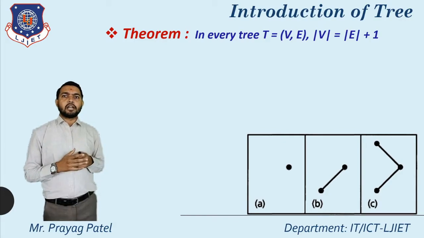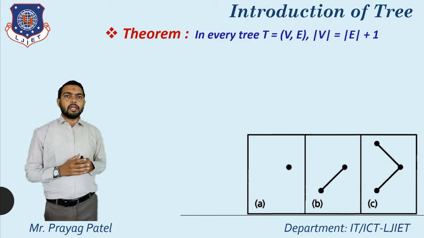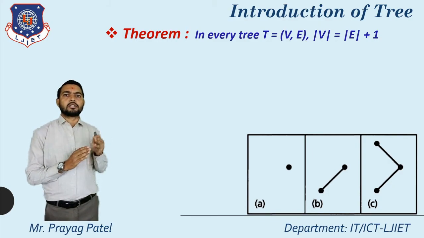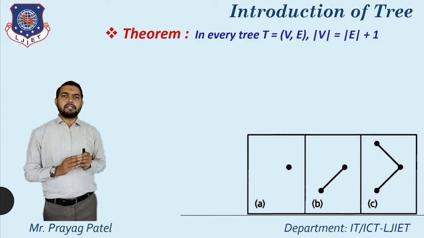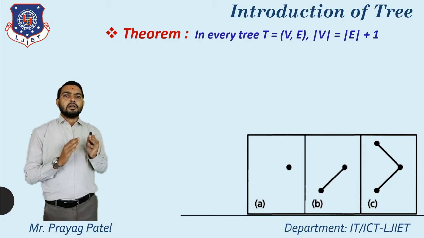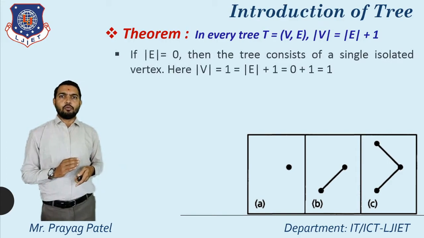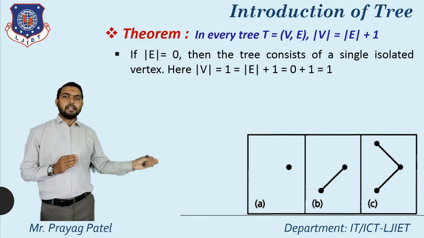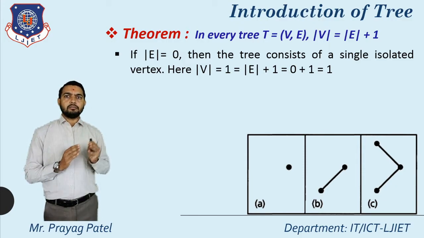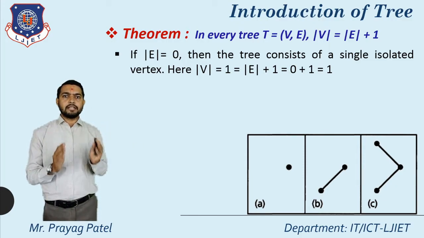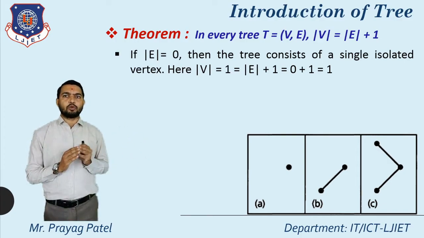Now after that, the next theorem about trees: in every tree T equal to (V, E), |V| equals |E| plus 1. Here the modulus means the number of vertices or the number of edges. So |V|, the number of nodes, equals |E|, the number of edges, plus 1. For this theorem, see this figure, first part A. In part A only one node is available, that means |E| equals 0, no edge is available. So |E| equals 0, and T consists of a single isolated vertex.